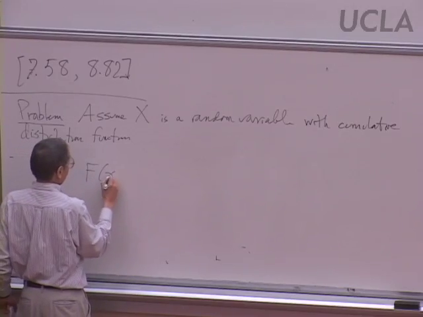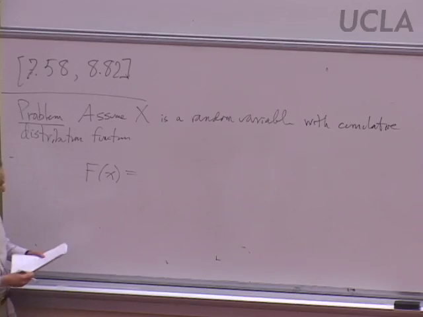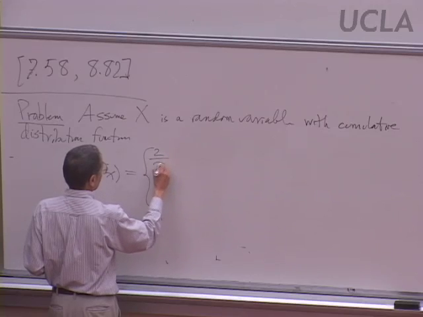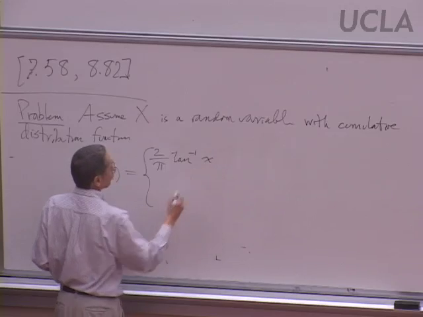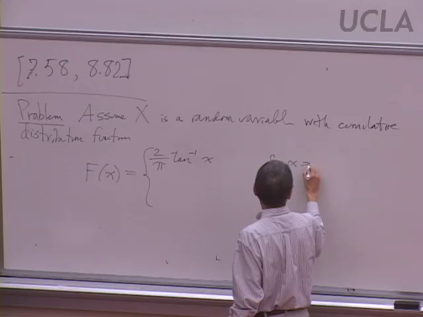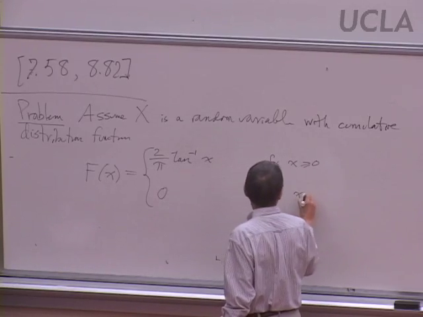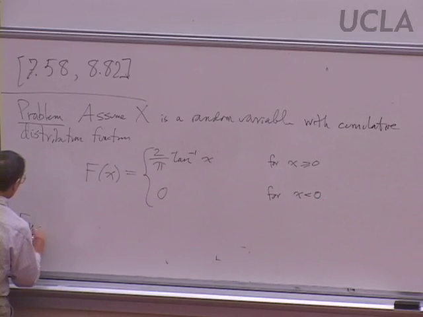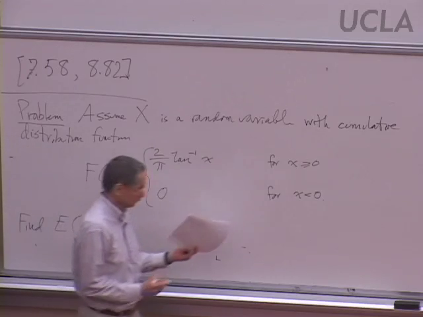Okay, our favorite letter is capital F for the cumulative distribution function. It's 2 over pi times the arctangent of x. Well, that's what it is when x is positive. It's 0 for when x is negative. And we want to find the expected value.